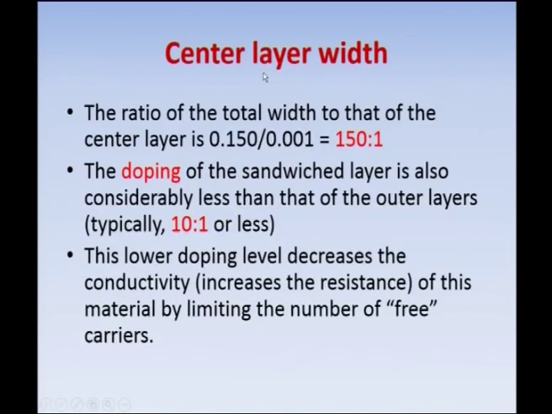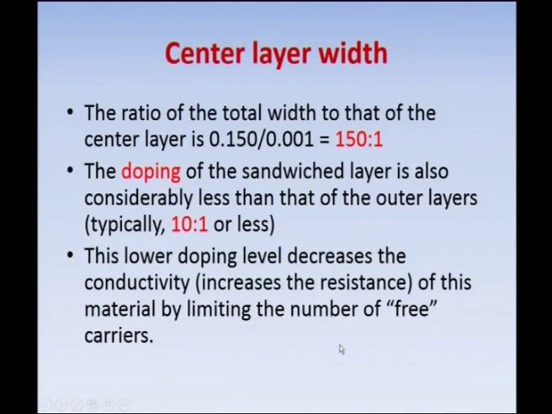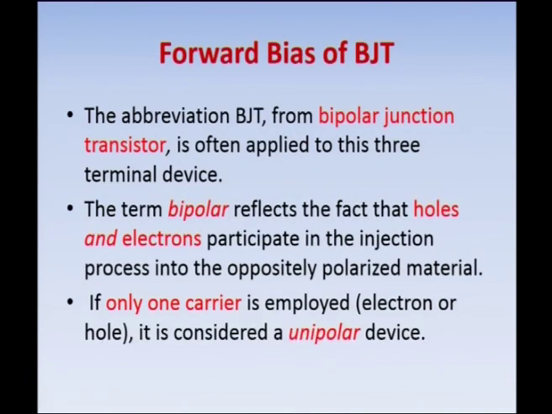Here, the center layer is the base layer. The ratio of the total width to that of the center layer is 150:1, and the doping of the sandwiched layer, that is again the center layer, is also considerably less than that of the outer layers. It is 10:1 or less. This lower doping level decreases the conductivity of this material by limiting the number of free electrons. So it has a higher resistance. The base terminal has higher resistance because the doping level is very low.